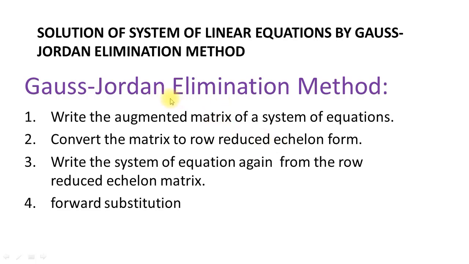And the second difference is that in Gaussian elimination method we use back substitutions when we obtain the echelon form. But in Gauss-Jordan elimination method, when we obtain reduced echelon form, at the end we use forward substitutions for the value of unknown variables which appear in the given linear equations.